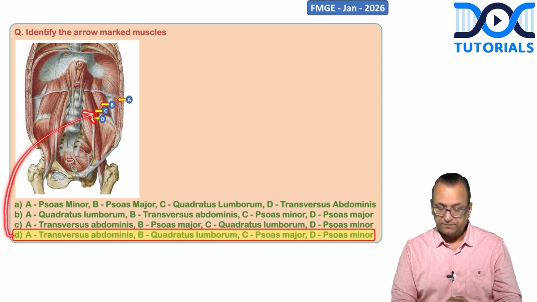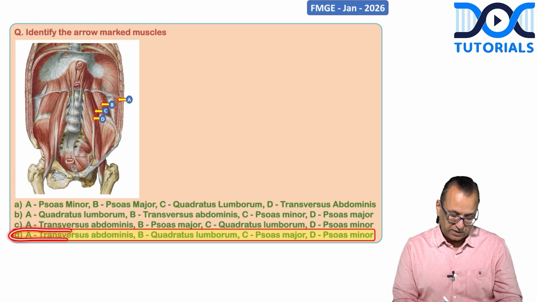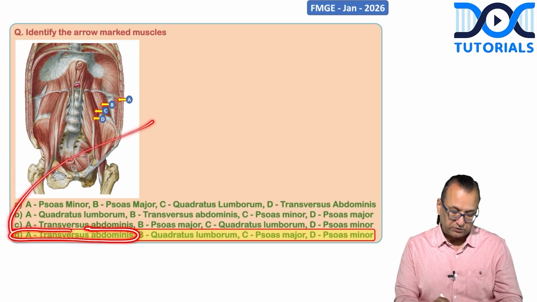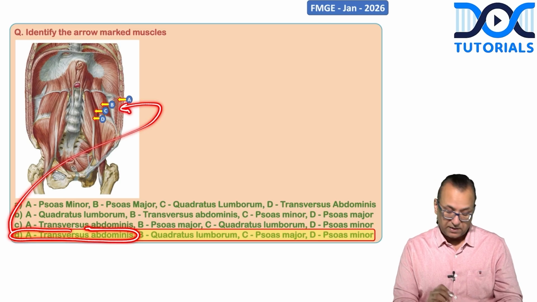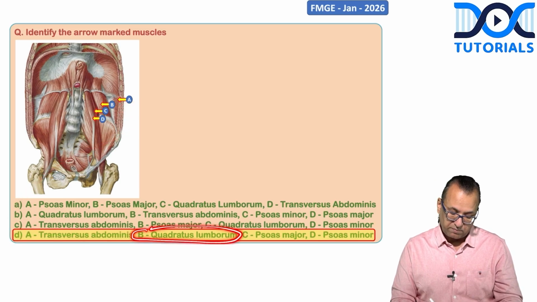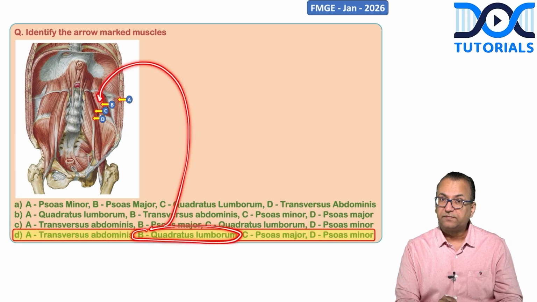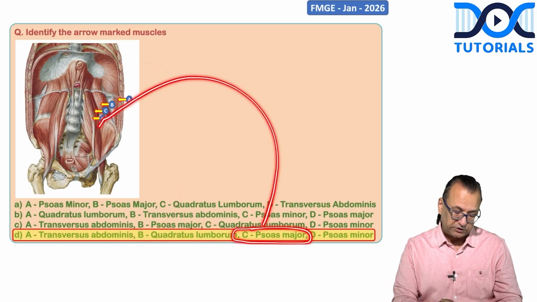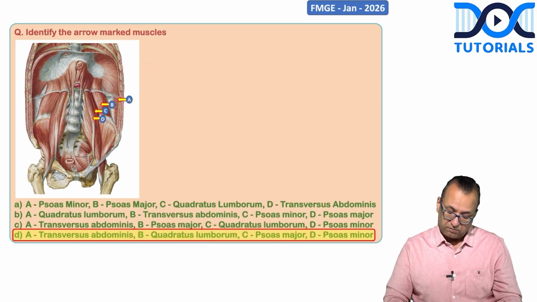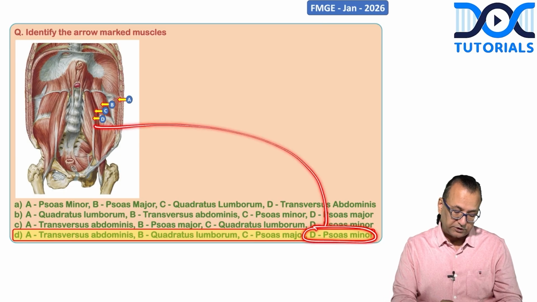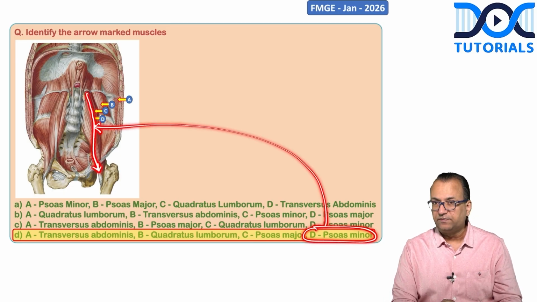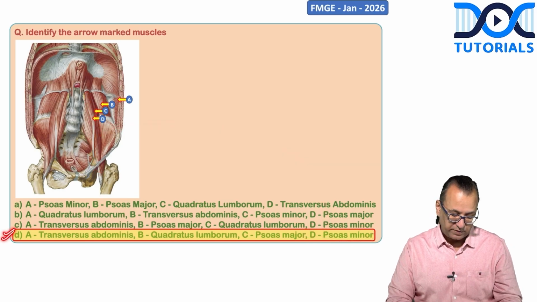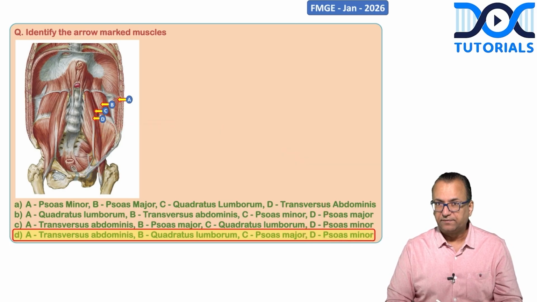Why choice number D? Because marker A is transversus abdominis, you can see here, and marker B is quadratus lumborum, you can see here, and marker C is psoas major, which is here. Marker D is psoas minor, which is this marker, that is D, psoas minor. Hence the answer should be choice number D.